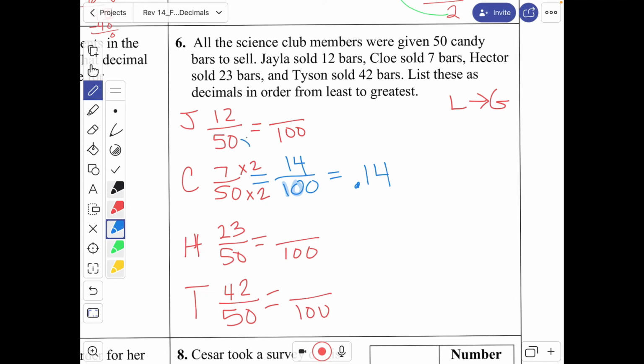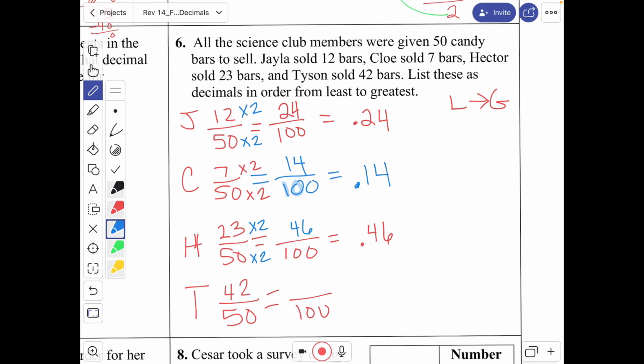To change 50 to 100, we multiply by 2. So 12 times 2 is going to be 24. And 24 hundredths would be decimal 0.24. Hector then would need to be multiplied by 2. And 23 times 2 makes 46 hundredths, which would be 0.46.